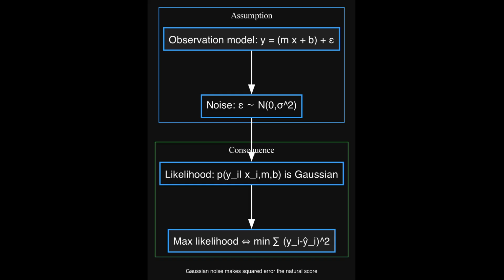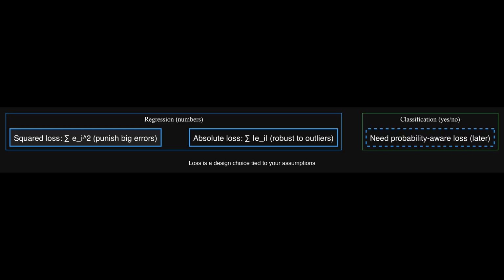Another reason comes from a story about noise. Suppose the true relationship is a line, but every measurement of y is nudged by random noise. If that noise is Gaussian, then the most reasonable parameters are the ones that make the observed data most likely. When you write that likelihood down and simplify, maximizing it becomes exactly the same as minimizing the sum of squared errors.